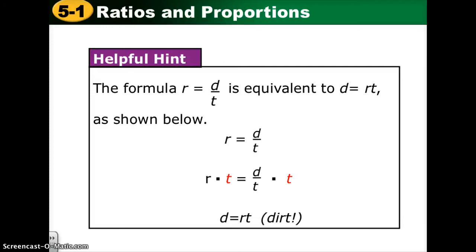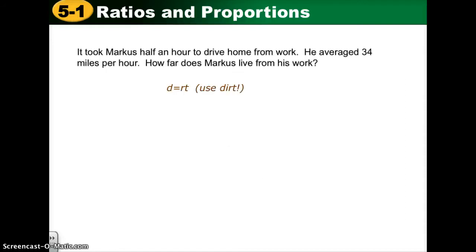Last topic is the formula for rate equals distance divided by time. That's the R equals D over T, or as we saw it in the original objective and essential question, D equals R times T. It's called the DIRT formula because it makes it easy for us to remember. D stands for distance, R stands for rate, T stands for time. When we set these up, we're looking at distance, rate, and time.